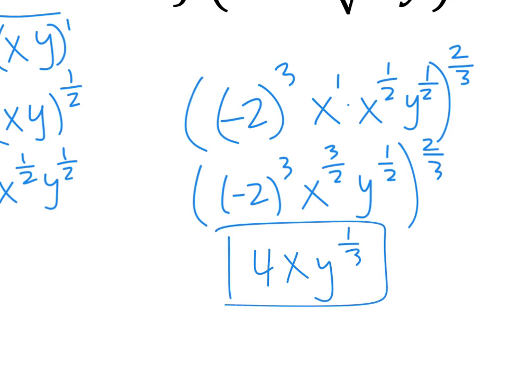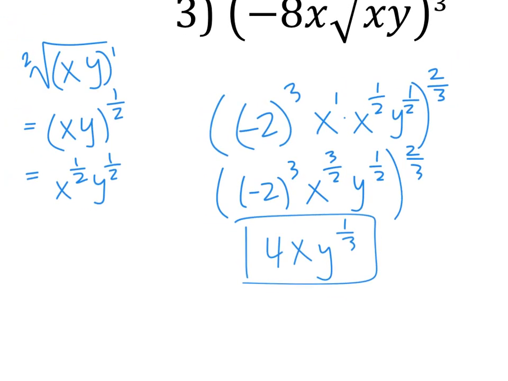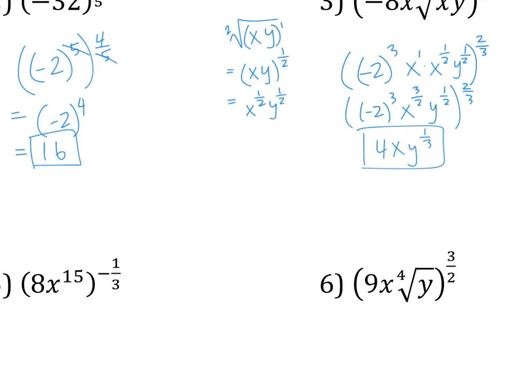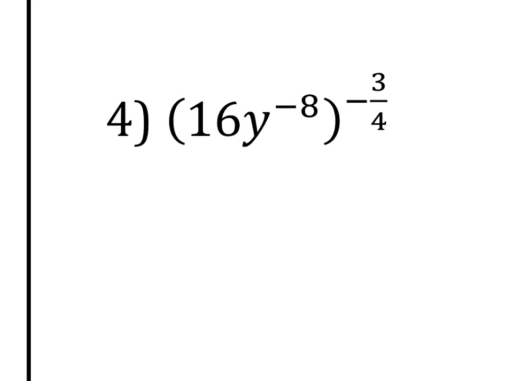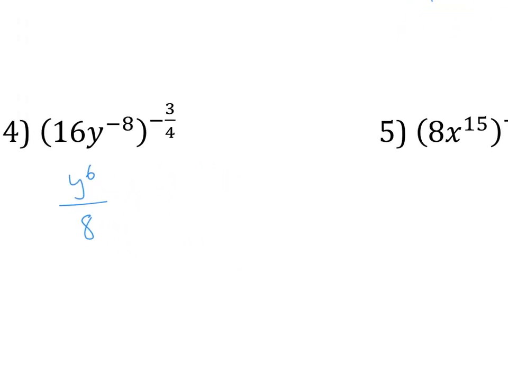All right, I'm going to let you do one. Number 4. When you're done, let me know. Number 4 is y to the 6 over 8. And then number 5, if you try that, is 1 over 2 x to the 5th.